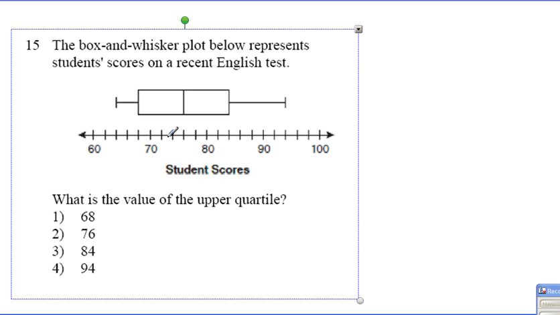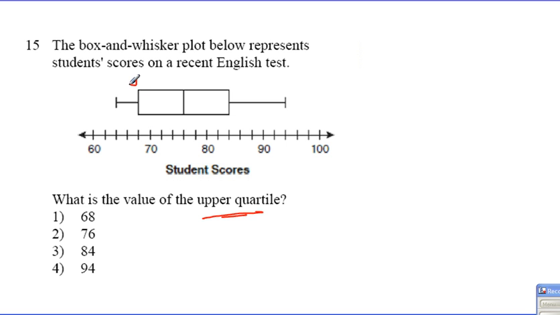Alright, we talked about box-and-whisker plot here. This will be the lower quartile. This will be the upper quartile, while this one being the median. So here, upper quartile seems to be from 80 to 90. We have 1, 2, 3, 4. So it becomes approximately 84. That becomes our answer.